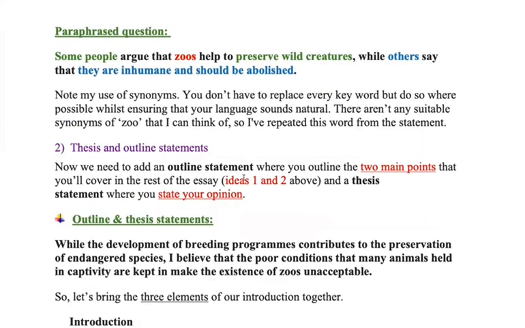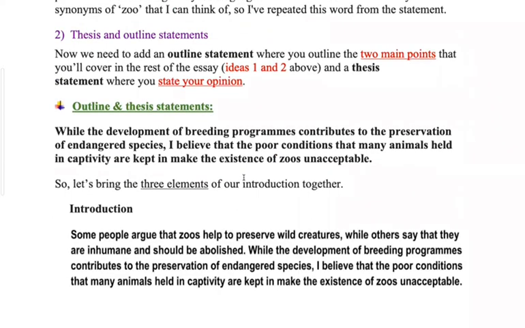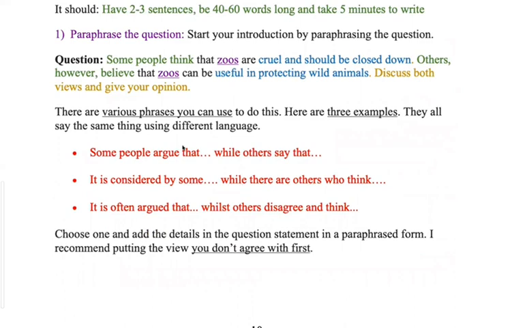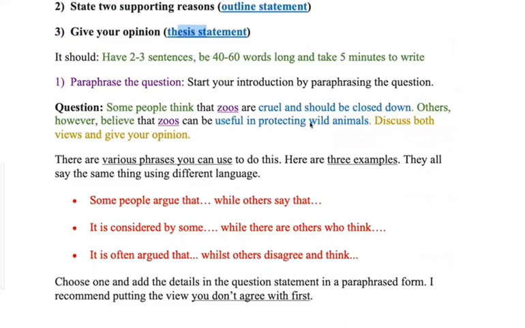Now it is time to paraphrase the question. Some people argue that zoos help to preserve wild creatures, while others say that they are inhumane and should be abolished. Let's see here, if we look at the main question here. Some people think that zoos are cruel and should be closed down. Others, however, believe that zoos can be useful in protecting wild animals.